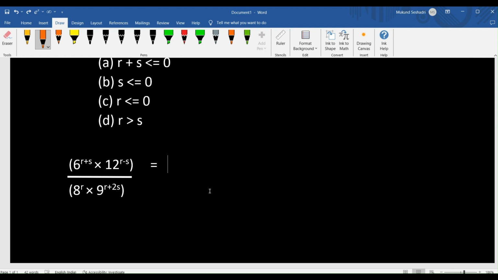So the way I approach this problem is, 6, 12, 8, and 9 can all be written in the form of 2's and 3's, because all of them have 2 and 3 as their factor. They either have 2 and 3, or they have 2 or 3, right? So let me write 6 as 2 into 3. And what do I get? 2 to the power r plus s into 3 to the power r plus s, right?